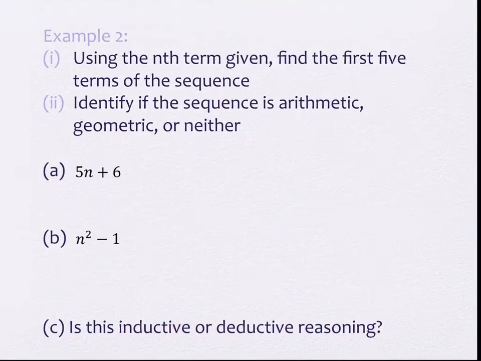Okay, let's try example 2. There are 2 parts on this one, part A and part B. It says using the nth term given. So on this one, we're starting with an nth term given. Last time we started with the pattern and created the nth term. Now we're starting with the nth term and we're going to create the pattern. We're going to find the first 5 terms of the sequence in part A. In part B, we're going to decide: is it arithmetic, geometric, or neither? So we're going to find n equal to 1, n equal to 2, all the way down to n equal to 5.